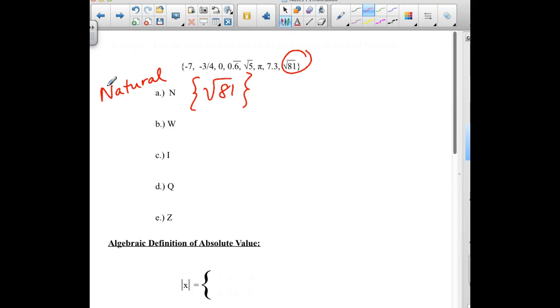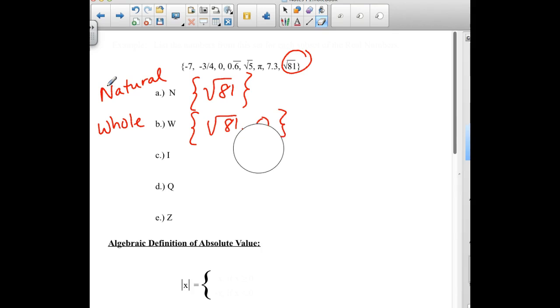Our next subset, the whole numbers. Whole numbers are all of the natural numbers with 0 added. So we're going to take the elements that we already had, square root of 81, and we're going to put 0 in with it. Now again, I would accept that. It's a little better if you put it in order. It's a little easier to look at the elements that are involved. But either one I would accept.